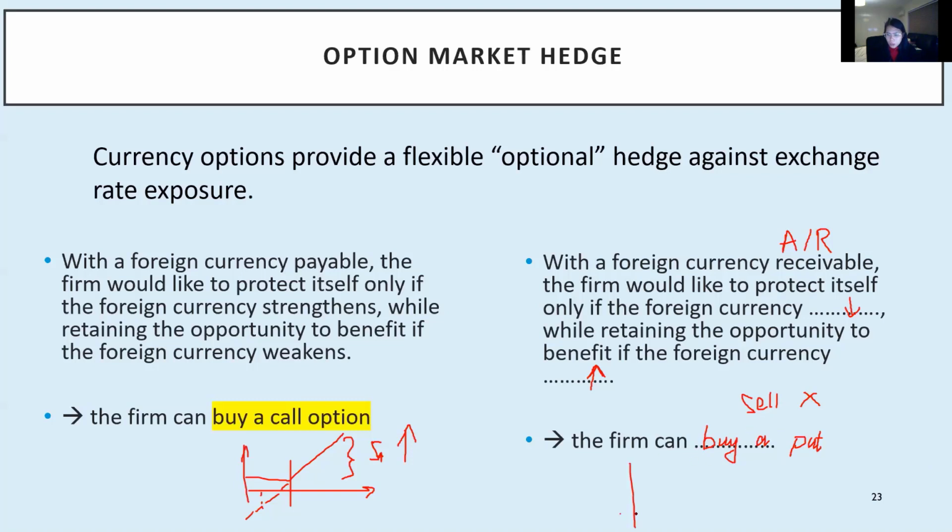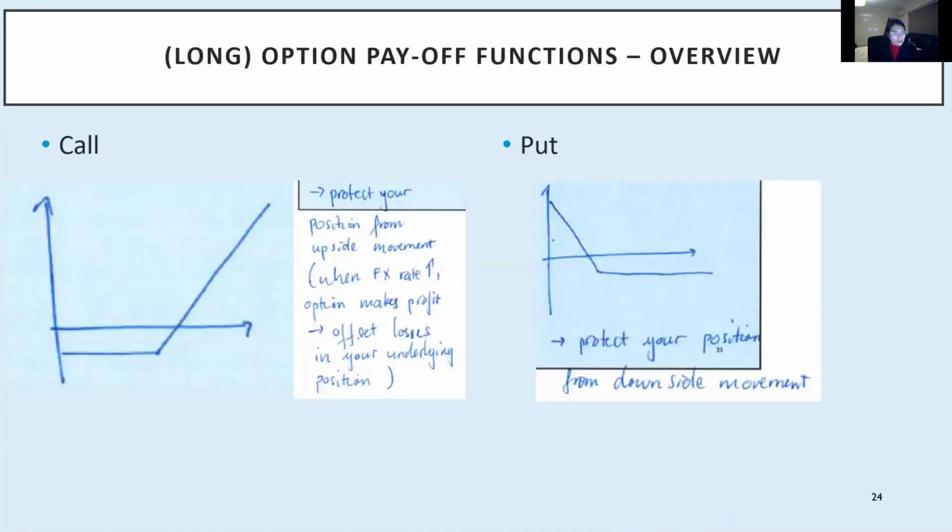So why do I want to buy a put? That's because I get protected for any downside risk, okay? So when the future spot rate is very low, I get this protection here. But alternatively, when the spot rate is high, I leave myself open to take advantage of that position, okay? To take advantage of a currency appreciation, okay?